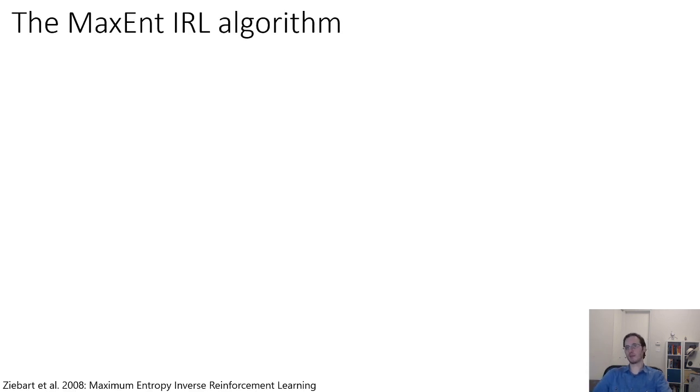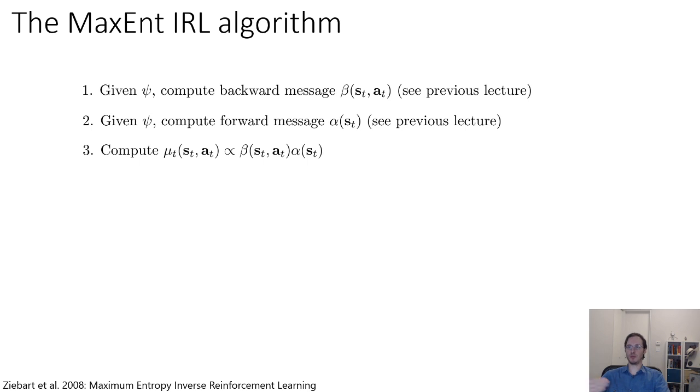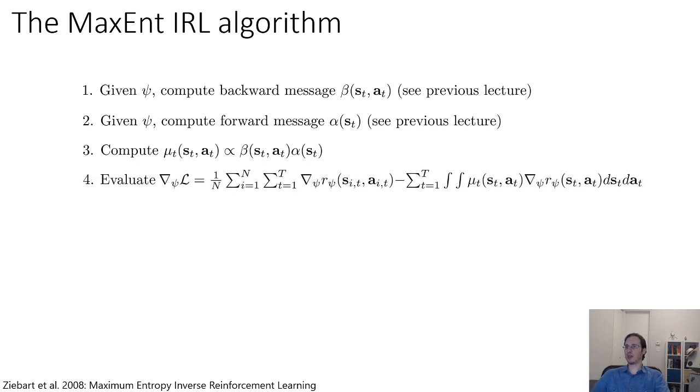So this leads us to the classic maximum entropy inverse RL algorithm, as proposed by Brian Ziebart in his 2008 paper. Given your current vector psi, compute your backward messages, as described in the previous lecture, and compute your forward messages, as described in the previous lecture. Then compute your mu by multiplying these messages and renormalizing. And then evaluate the gradient of the likelihood of the trajectories as the difference between the average over all the trajectories of grad psi r psi minus the inner product between mu and grad r. And then simply take a gradient ascent step on psi since you've just calculated the gradient of the likelihood. And then repeat this process until convergence.